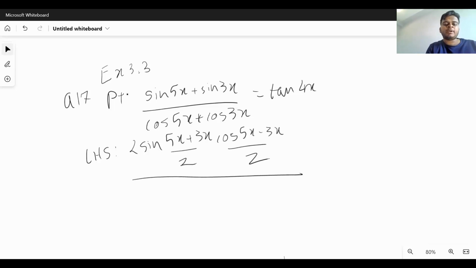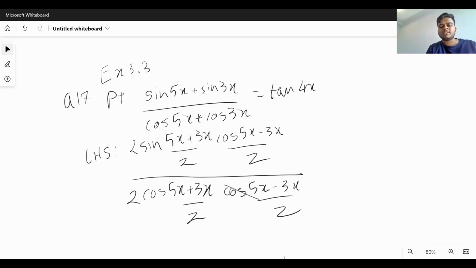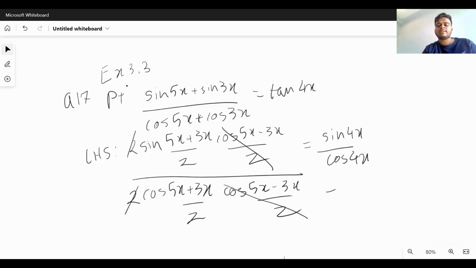And in the denominator, what do we have? What is the formula for cos x plus cos y? It is nothing but 2 times cos x plus y by 2 into cos x minus y by 2. So I'll just write that, cos 5x plus 3x by 2 cos 5x minus 3x by 2. We don't even need to solve this because we can see both these terms are equal. We'll cancel them off. 2 and 2 get cancelled. 5 plus 3 is equal to 8 divided by 2 is 4. So I have sine 4x in the numerator divided by cos 4x in the denominator, and that is nothing but tan 4x. That is my RHS. That is my answer as well. So I have proved this.